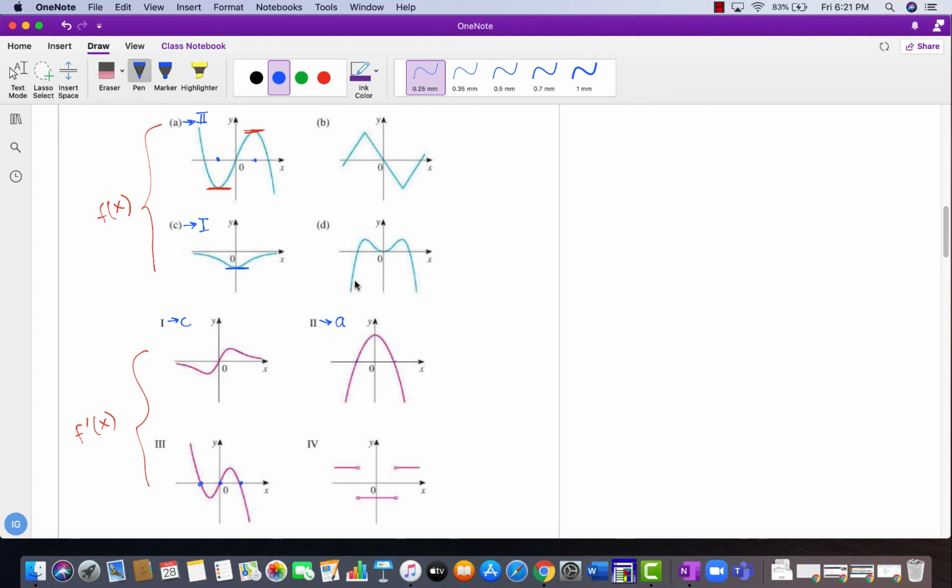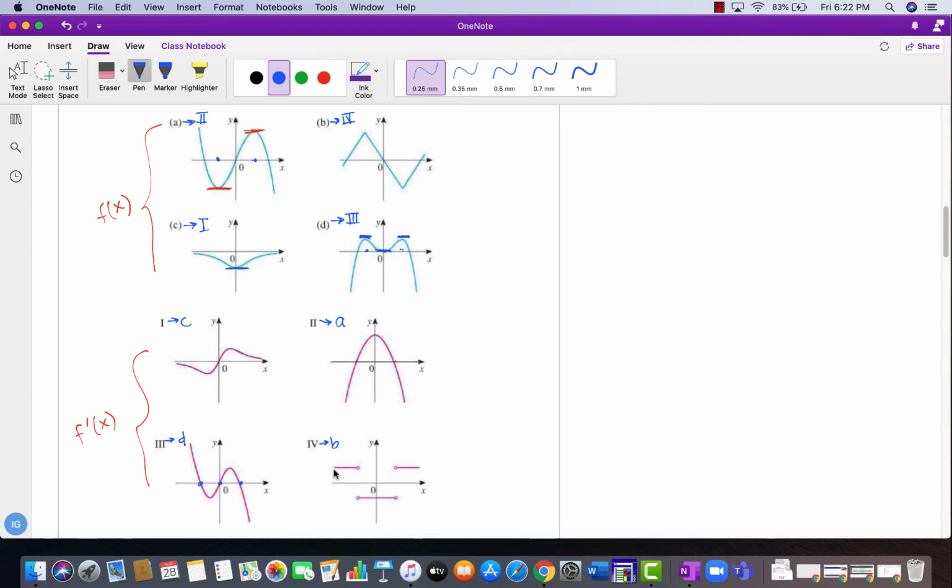All right, now let's look at this one. It looks like I have a 0 slope right here, and here, and here. So that means it crosses the x-axis at those 3 places, here, here, and here. So that means number 3 has to go with D. There you go. Now by process of elimination, B has to go with number 4. And we're going to talk about this one right now, because this one is special.